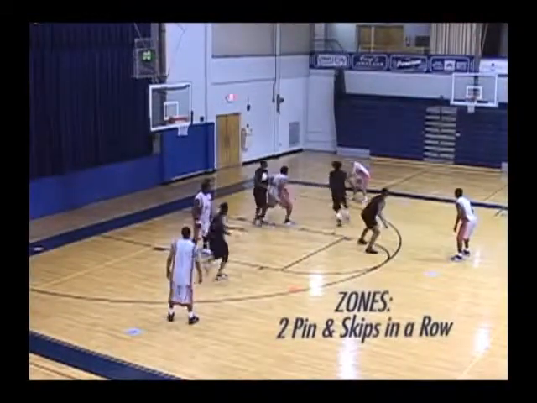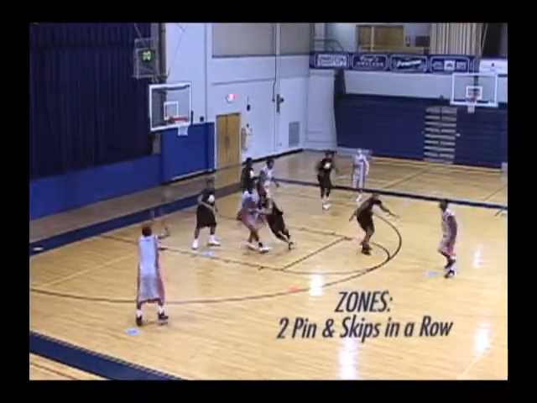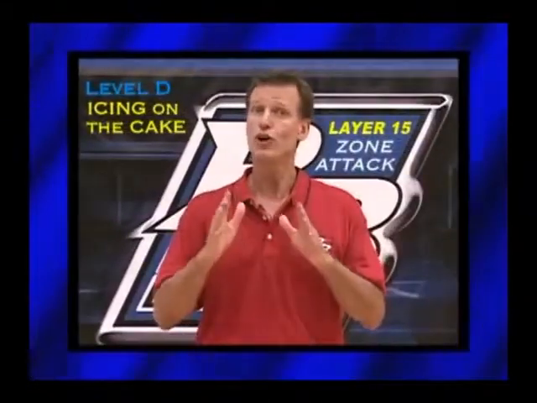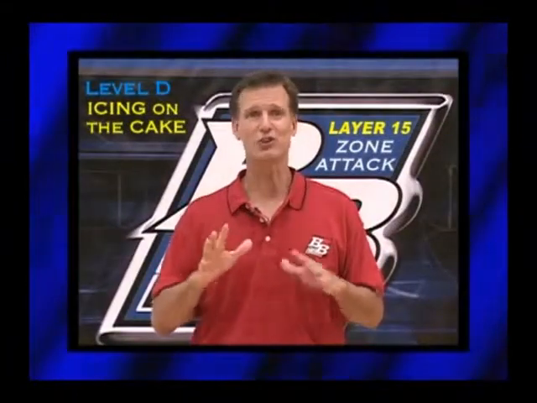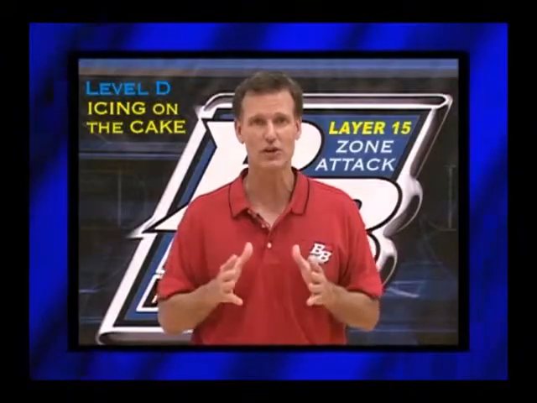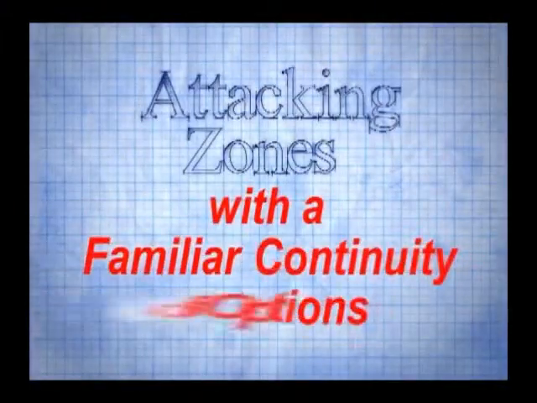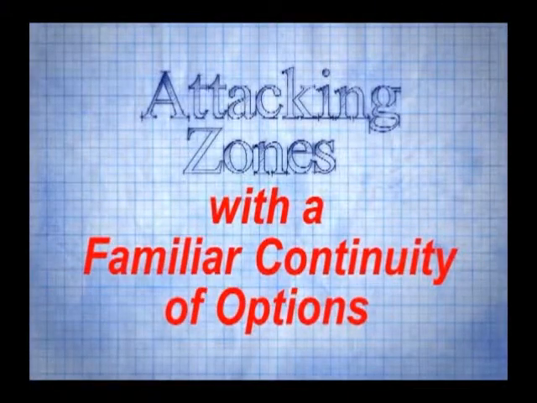As soon as the zone begins to chase your players, dribble penetration opportunities will become available. You don't have to have 5 great 3-point shooters on the floor to beat a zone. That's a myth, although I probably wouldn't turn them down. Attacking zones with a familiar continuity of options.